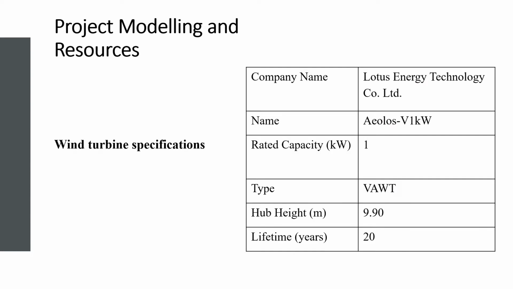so we need to convert it into AC to feed the voltage into the residences. So these are the specifications of the wind turbine. We have selected a wind turbine from Lotus Energy Technology Corporation Limited, and the capacity of this wind turbine is 1 kilowatt, and the type is vertical axis wind turbine. The hub height is 9.90 meters, and the lifetime of this wind turbine is 20 years.